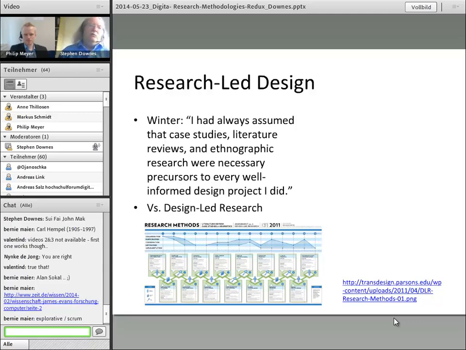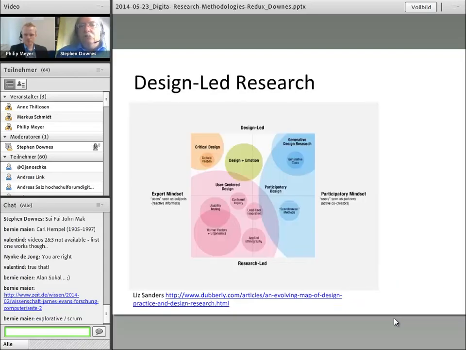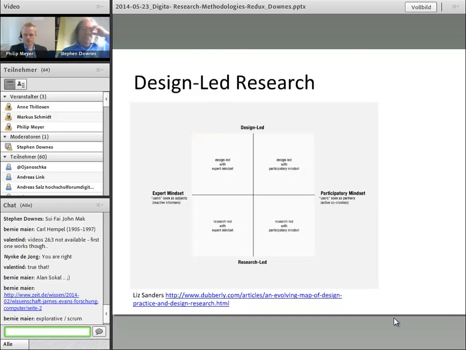So here's our, oh, this didn't come out well. Is it, oh, okay. So here's the overall framework of design-led research and research-led design. So design-led research is at the top, research-led is at the bottom. The expert mindset and the participatory mindset. So this is kind of an abstract, very arbitrary representation of the concepts that I've just been talking about.